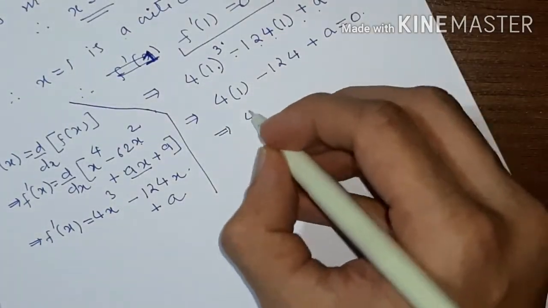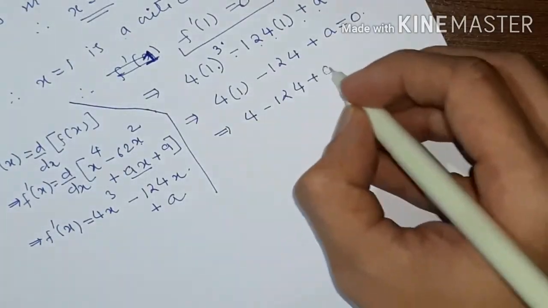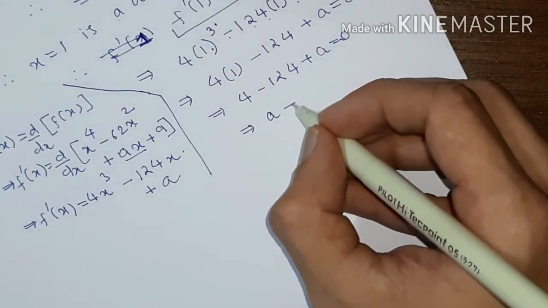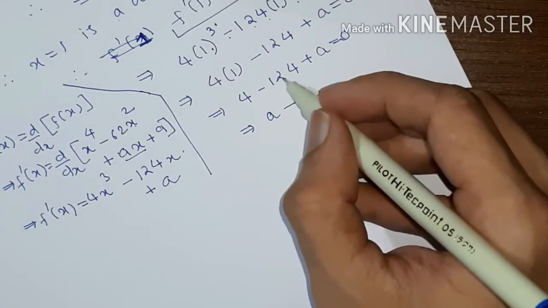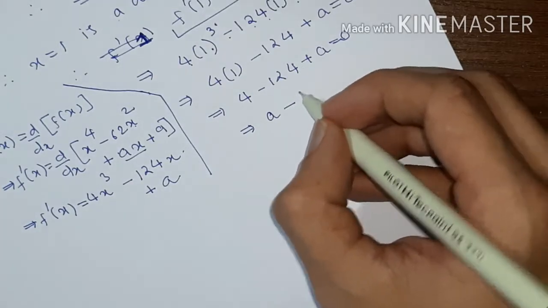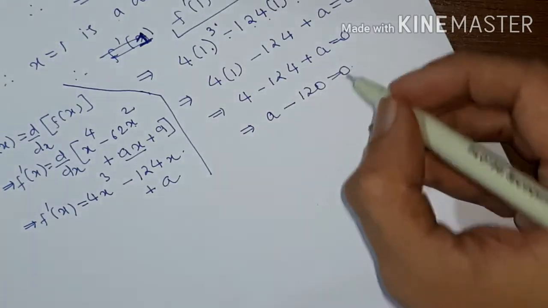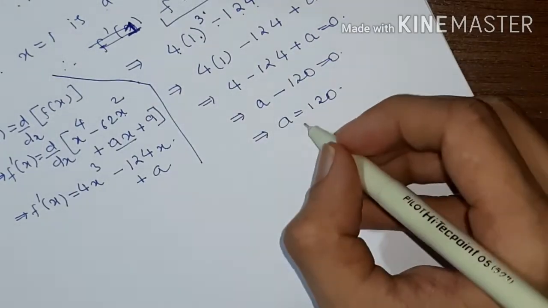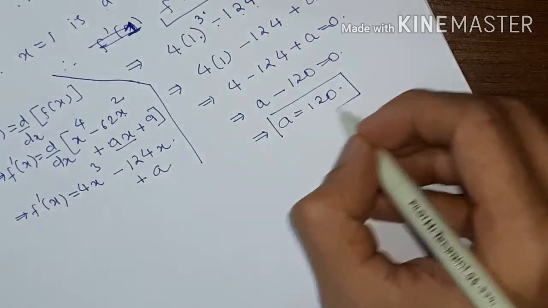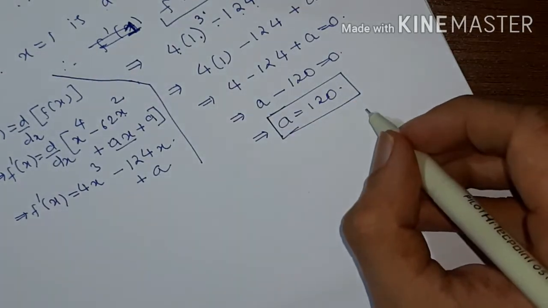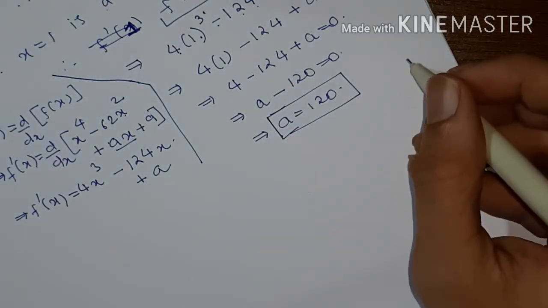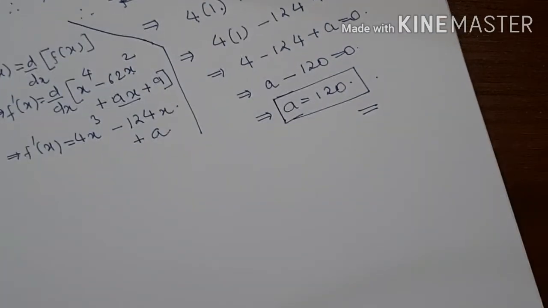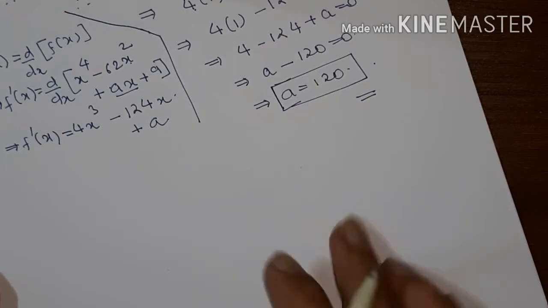So that means 4 minus 124 plus a is equal to 0. So that means a, and what is this, minus 124 plus 4 is minus 120, so a minus 120 is equal to 0. So that means a is equal to 120. So you got the value of a. So that was the solution of the problem number 11.